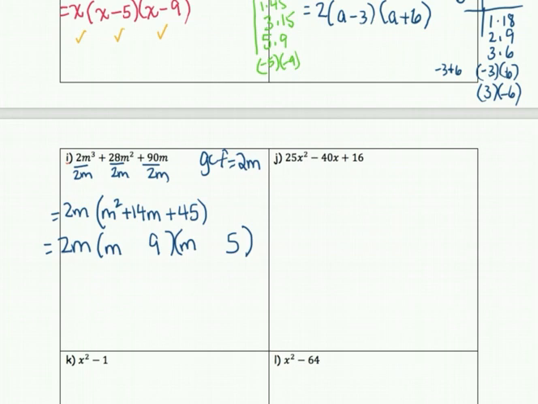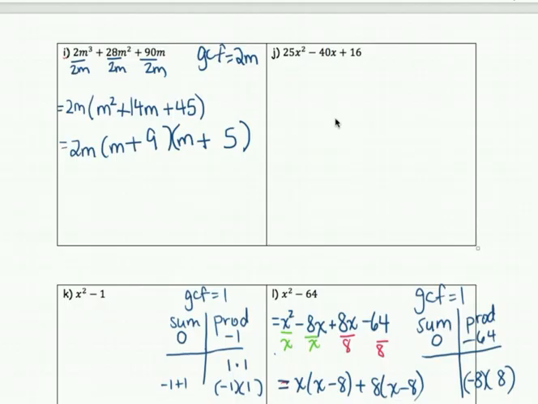Okay, and then I have conditions that it has to be positive when they multiply, and when they add up, it has to be positive. So if everything's positive, you can put plus in for both, and then check. M times m is m squared. M times 5 is 5m, n times m is 9m. Add those up, 14, and then 9 times 5, 45. Okay, so there you are.